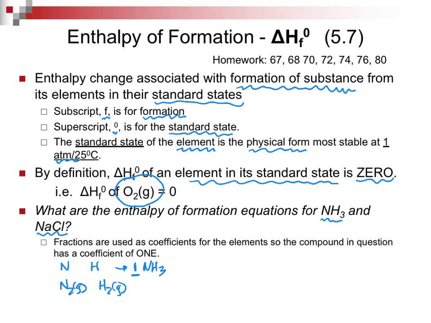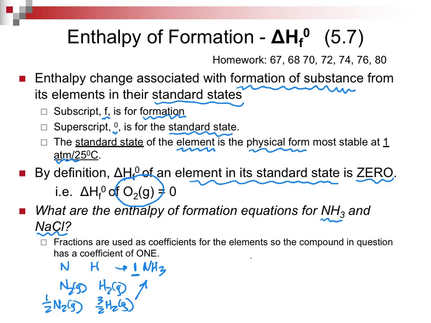So we need to write a balanced equation. That means we will have to say 1/2 N2 as a gas, and we will have to say 3/2 H2 as a gas are going to give us the 1 ammonia. I honestly can't think of anything easier. Very, very, very simple.